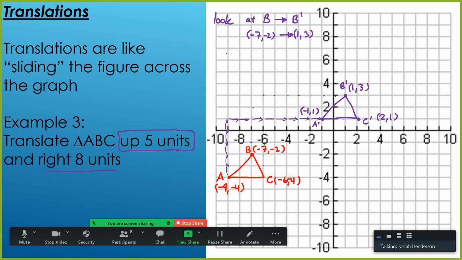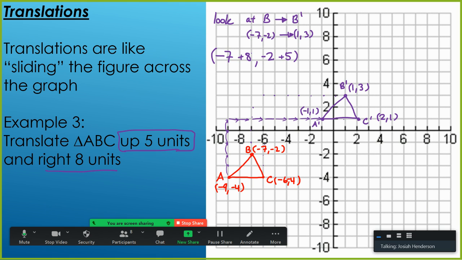Here's what I mean. Old B, -7, that's for X. My directions for the translation were right 8 units. So X goes with horizontal, left and right. So if I go right 8, that's like adding 8. So -7 plus 8, -2 plus 5, because it said up 5.